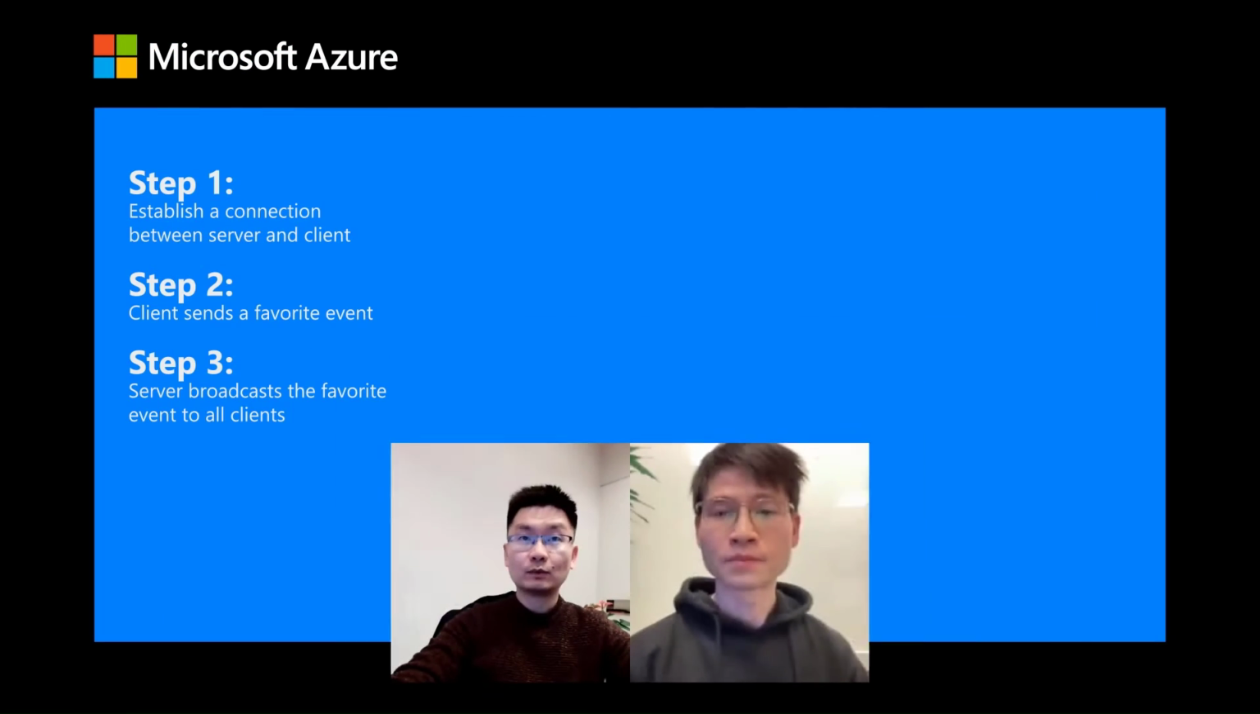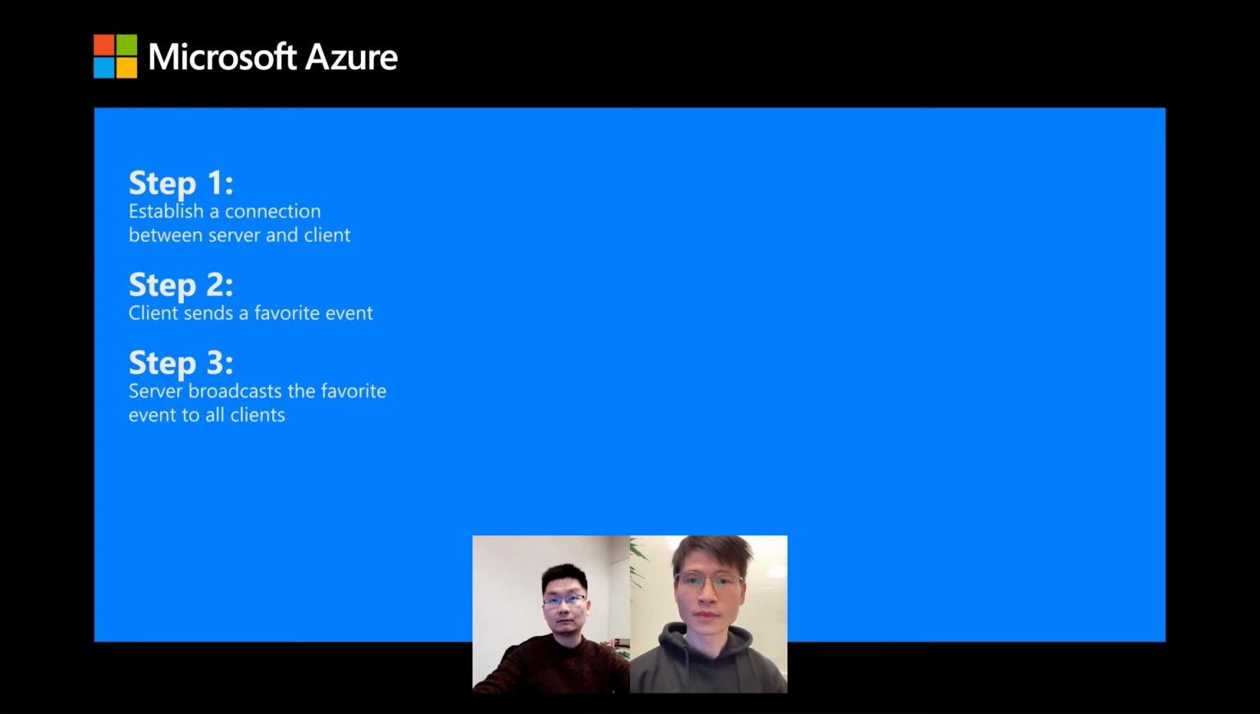We are going to break it down into three steps. First, we establish a connection between server and client. Then we send a favorite event when a client favorites a listing. And finally, the server will broadcast the favorite event to all clients, and the client will render it in the UI. That sounds like a plan to me.